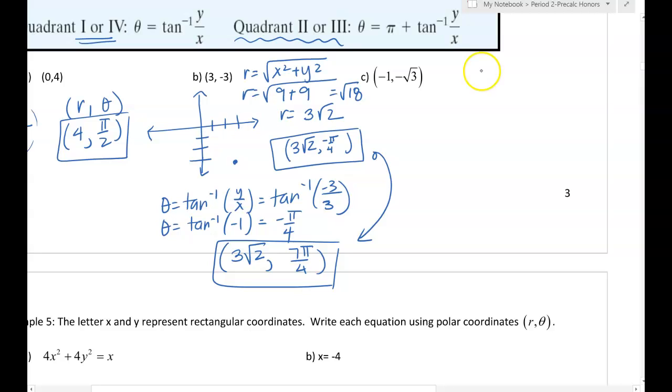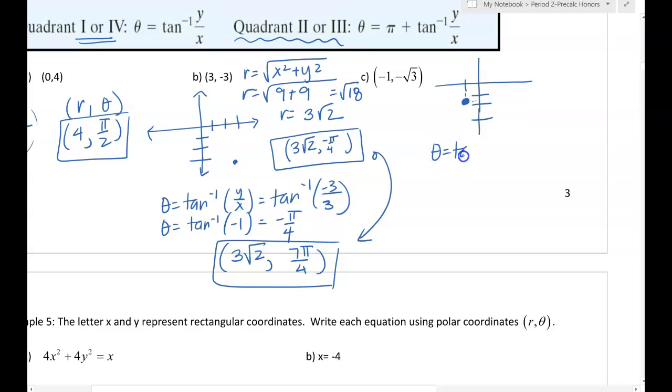All right, you're on C. Let's draw it out. It's negative 1 for x and negative square root of 3 for y. Square root of 3 is going to be between 1 and 2, because the square root of 1 is 1, the square root of 4 is 2, and 3 is right in between 1 and 4. So somewhere here is where my dot is, right there in quadrant 3. Well, let's figure out my angle.